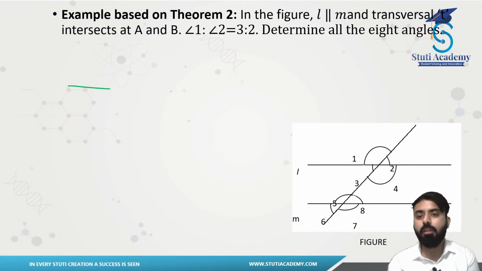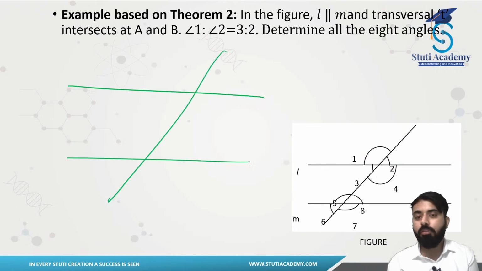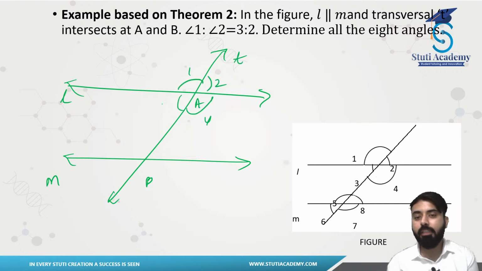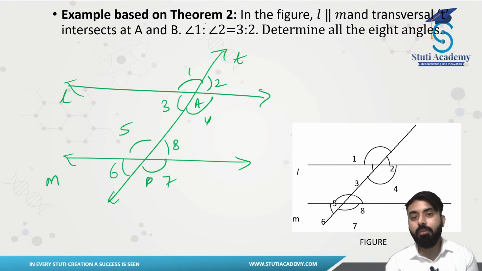Let me just draw the figure here. So this is the figure. This is line L. This is line M. And these are the points A and B. And this is the transversal T. So I have been given, this is angle 1, this is angle 2, this is angle 4, that is angle 3, this is angle 5, that is angle 6, that is 8 and that is 7.